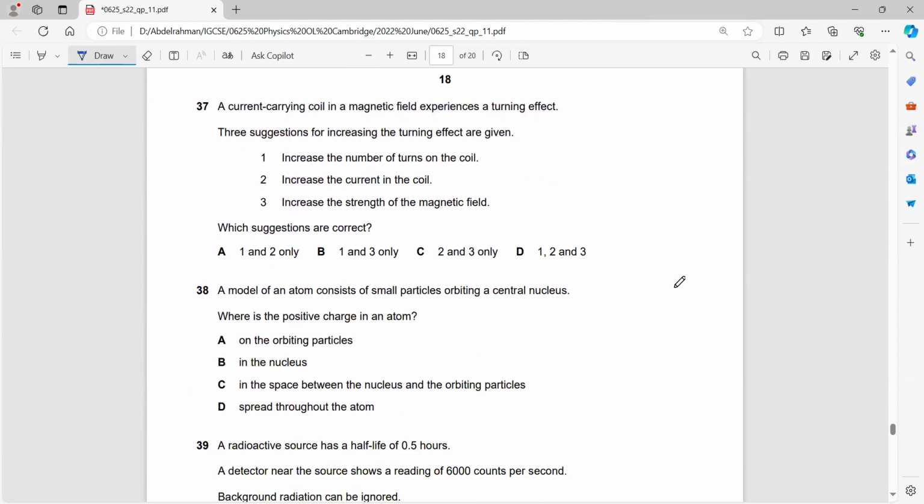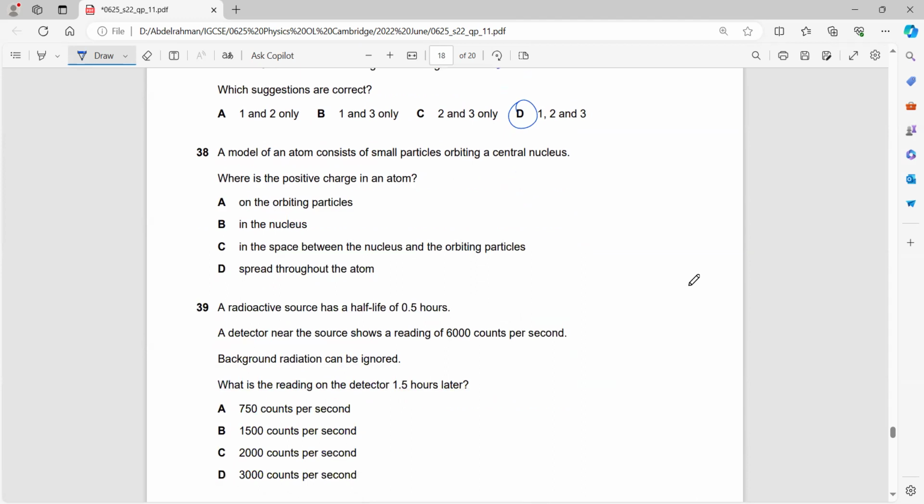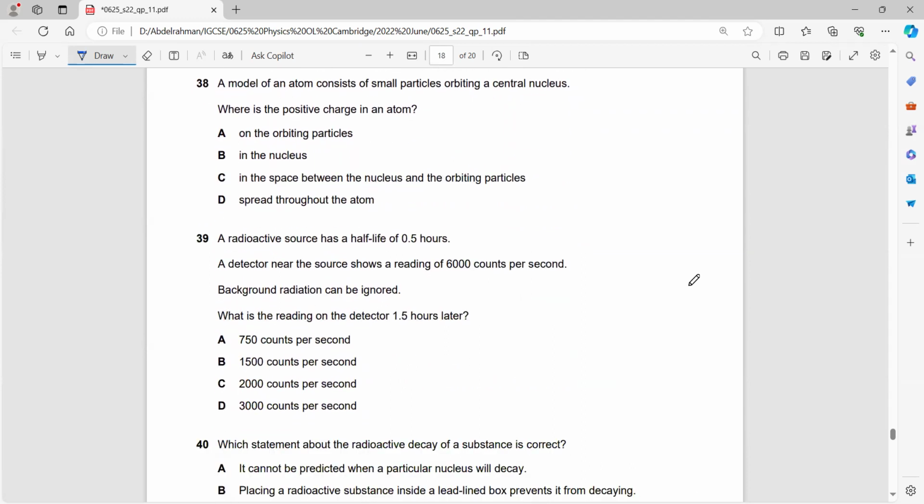A current carrying coil in a magnetic field experiences a turning effect. Three suggestions are given. Increase the number of coils. Now I need to increase the turning effect. Can I increase the number of coils? Can I increase the current? Can I increase the strength of the magnetic field? Which of these are correct? All of them are correct. I need to increase the number of coils, the current, and the magnetic field.